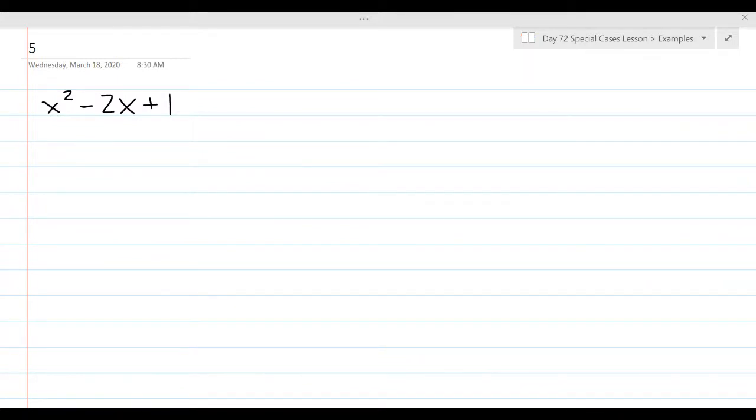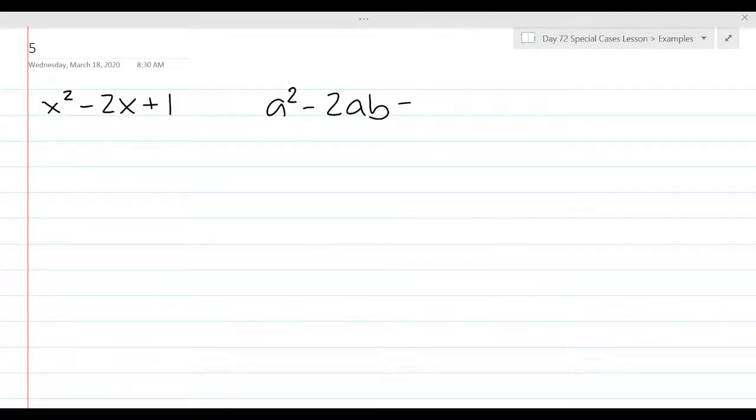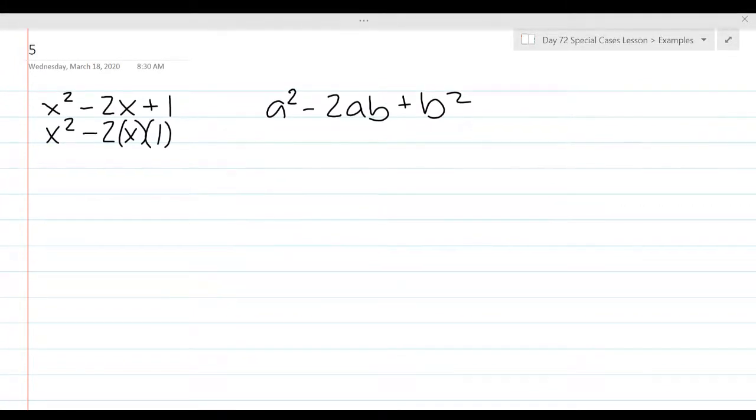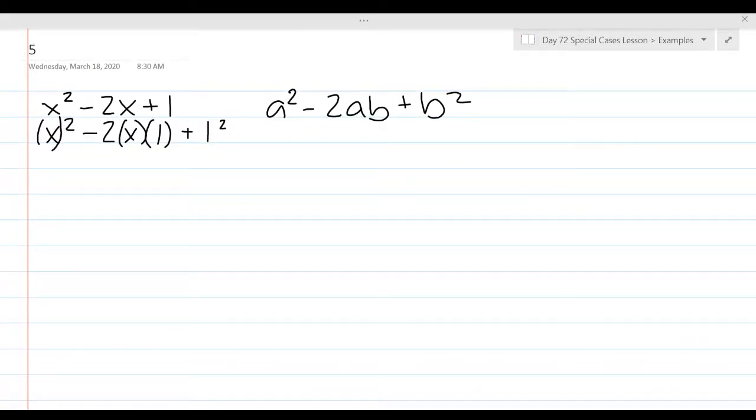So this one looks like the third special case I gave you. It looks like a squared minus 2ab plus b squared. But we want to put it in that form, so we're going to rewrite it. So the first variable is already good. We know that our a is going to be x. So then we got to go to our middle. We have the 2, so we're going to pull out the 2. We know a is x and b is 1. Plus, and then 1 squared is 1. So you can see, parentheses around that, and here.